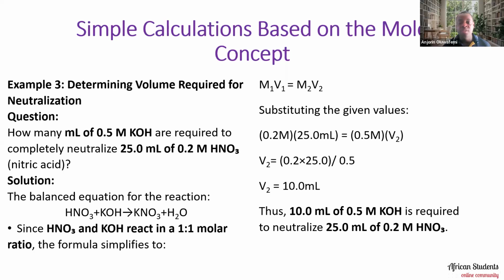Now we substitute the given values. When you substitute and make V2 the subject of the formula, you end up having your V2 to be 10. That means that 10 mL of 0.5 molar potassium hydroxide is required to neutralize 25 mL of 0.2 molar HNO3. All right, so let's look at the next one.